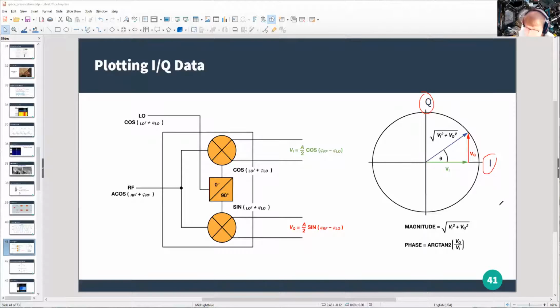So yes, OGTV used the same IQ scheme. I imagine so.